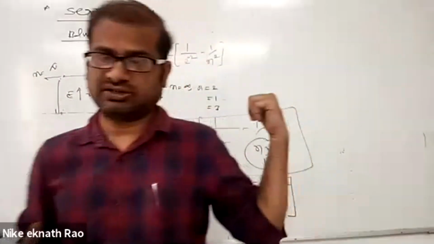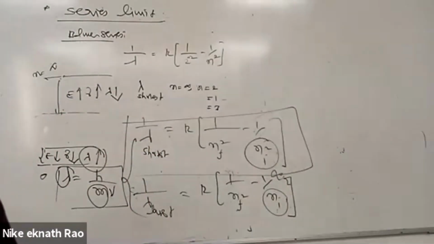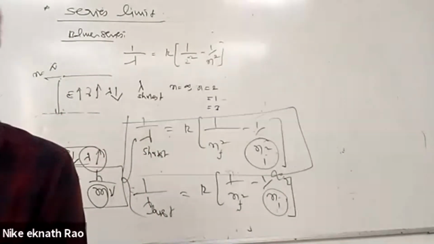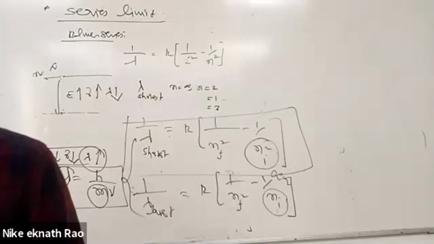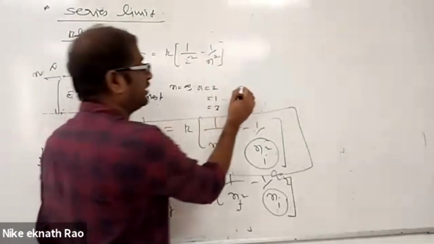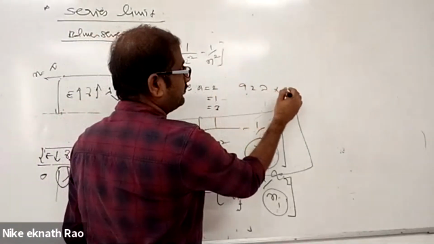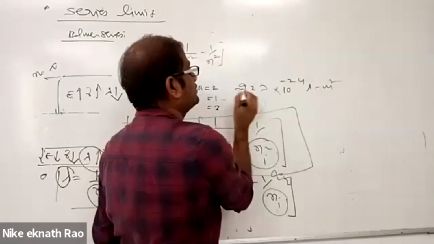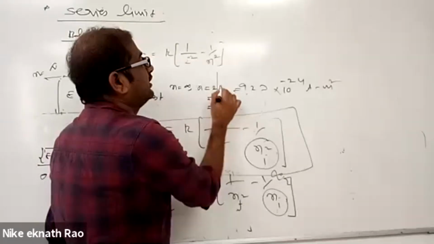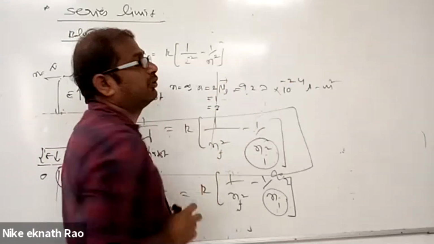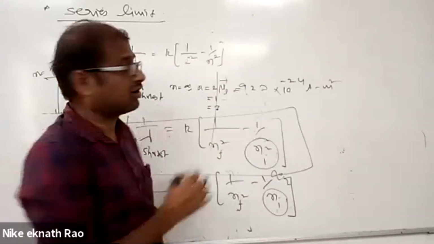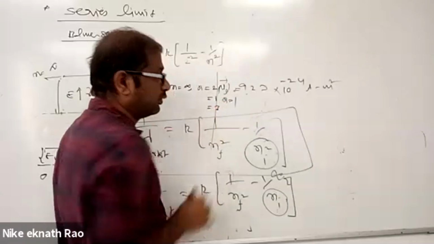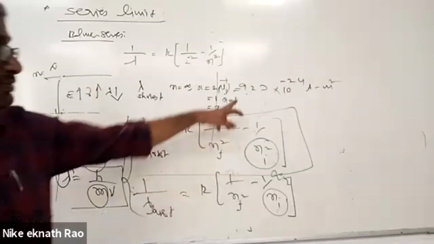Here they may ask it in the atomic questions. What is the value? 9.27 into 10 power minus 24 ampere meter square. This is the Bohr magneton. The magnetic dipole moment of the electron in the first orbit of the Bohr model is called the Bohr magneton. They sometimes ask this point.